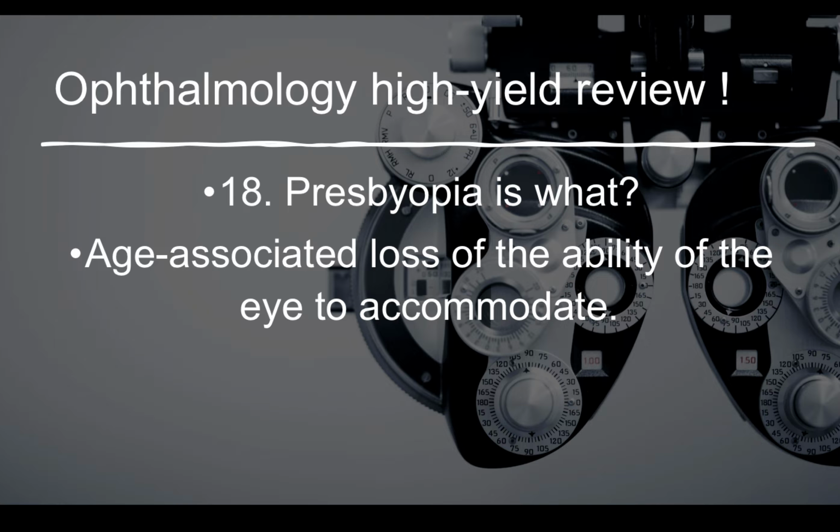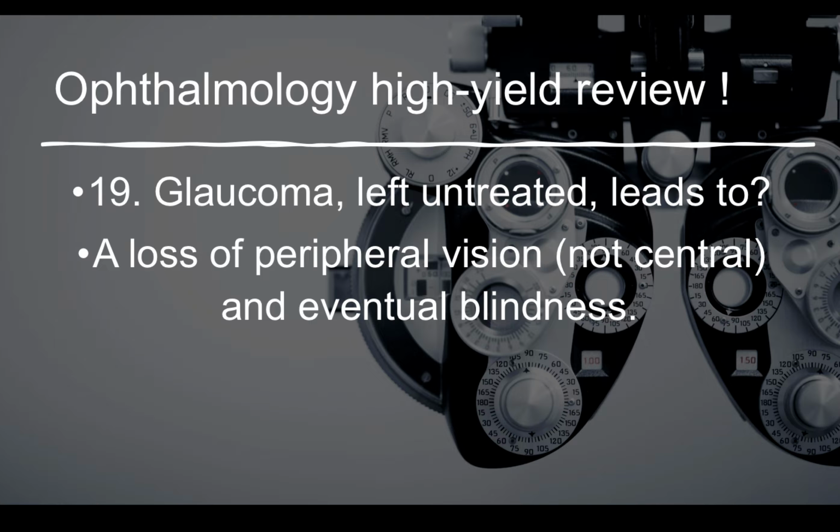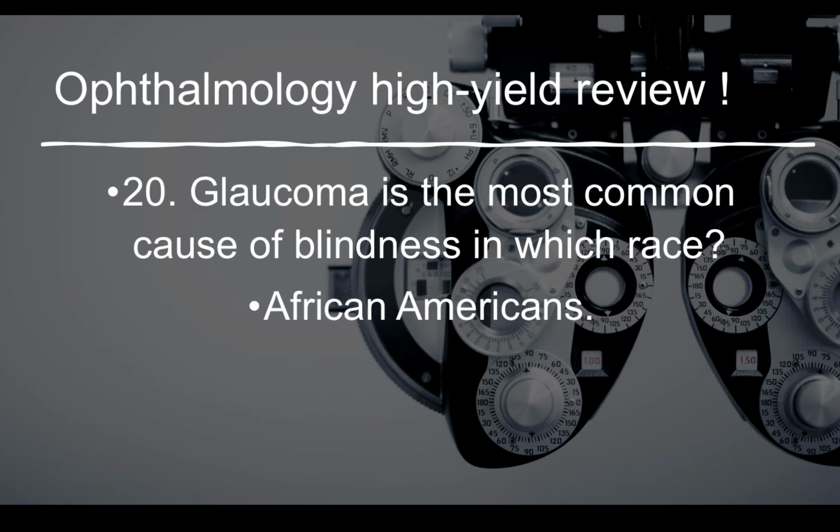Glaucoma, if left untreated, can lead to a loss of peripheral vision, not central, and eventual blindness. So glaucoma, peripheral vision. Glaucoma is the most common cause of blindness in which race? That would be African Americans. So if they talk about an elderly African American patient, and they talk about blindness, and they ask you what's the most likely cause, the answer is glaucoma.